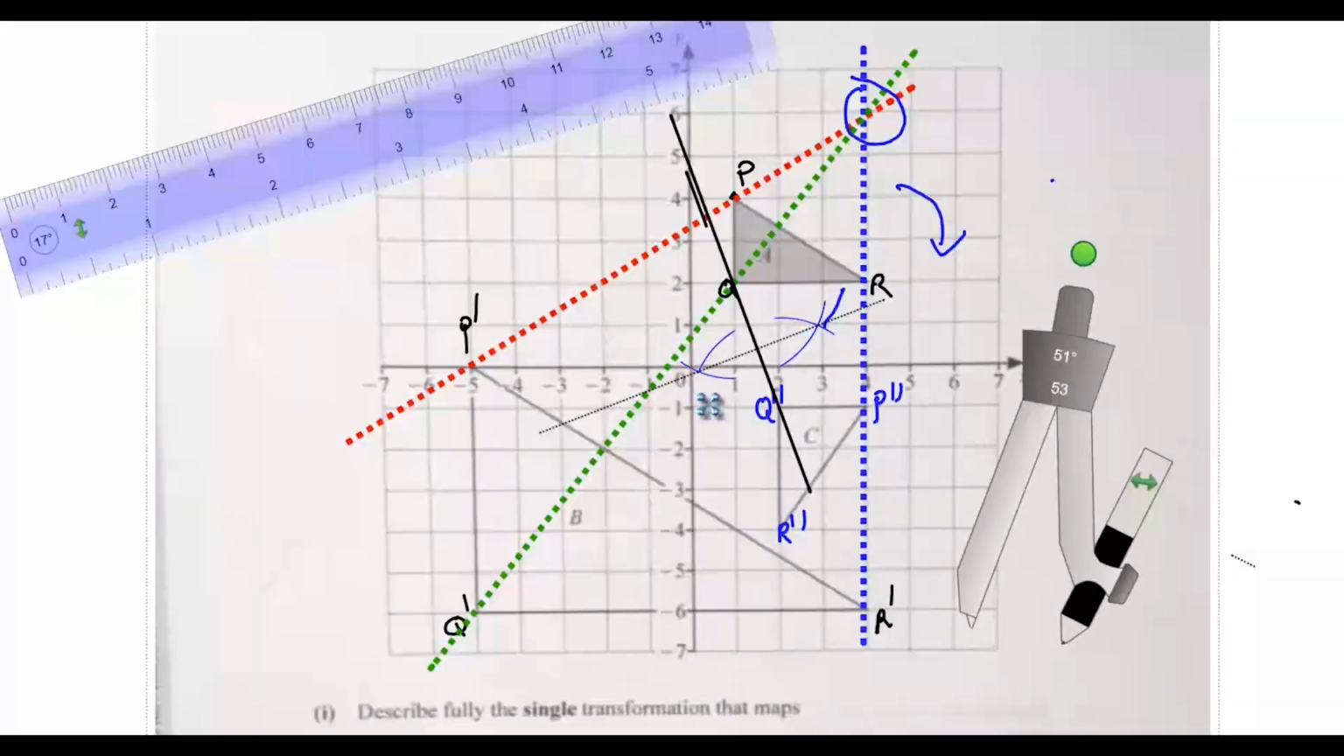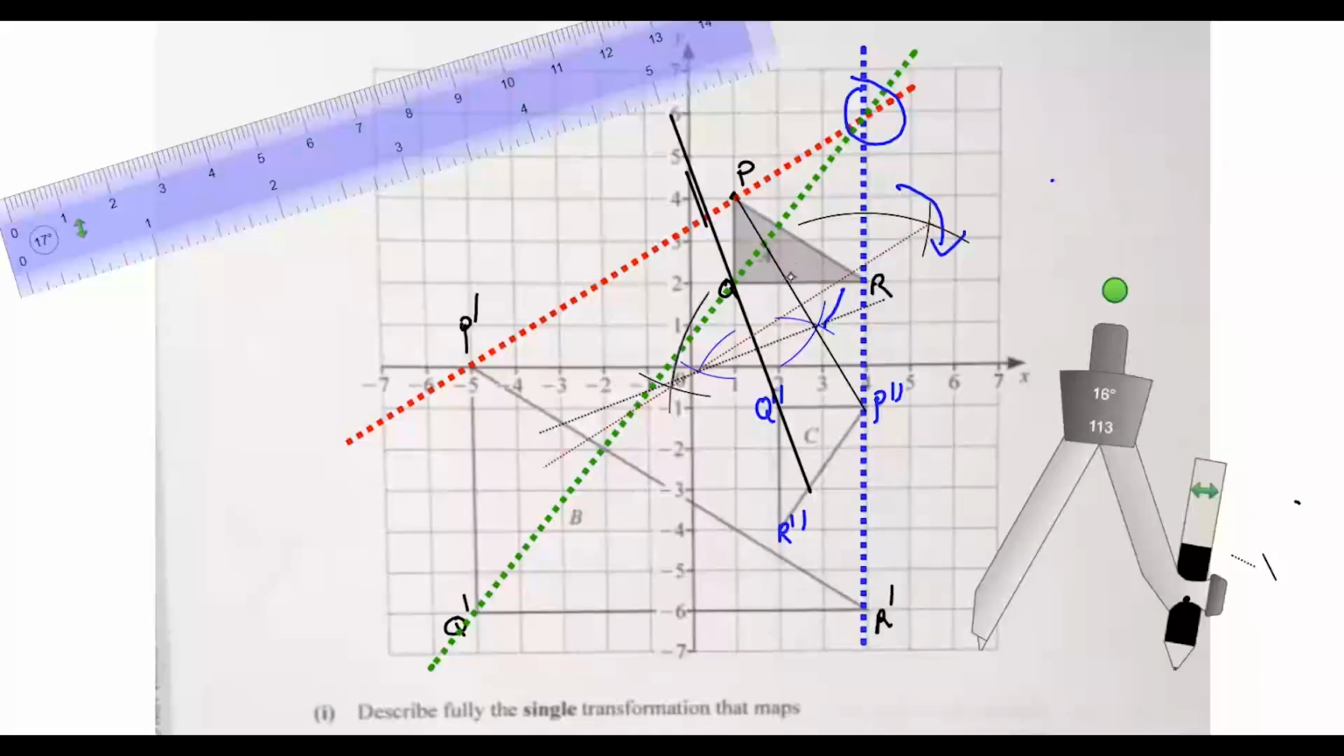So I have bisected Q and Q prime prime. This is the perpendicular bisector. I have to bisect P and P prime prime as well. I've drawn the perpendicular bisector of P and P prime prime, so that is this one here. And you can see that it is telling us that our center of rotation is at the origin. Due to bisection, placing the compasses like that, there may be a little error there. But it is obvious that it is about the origin.